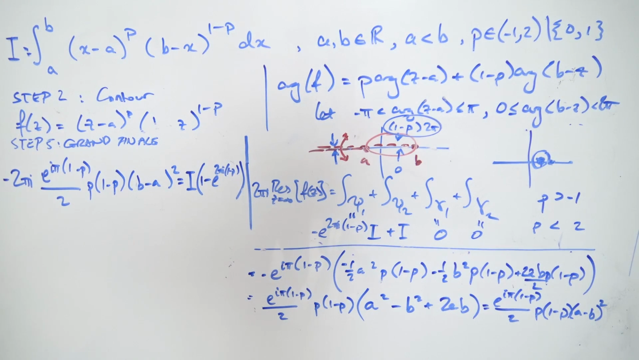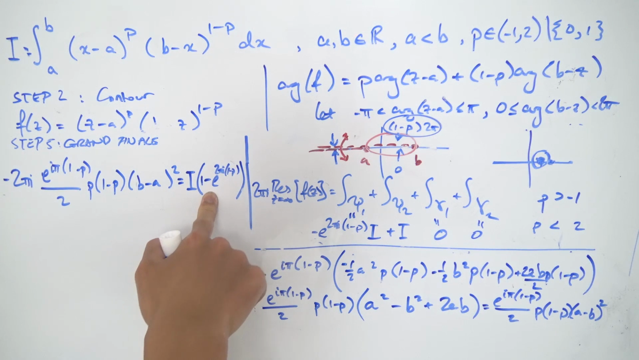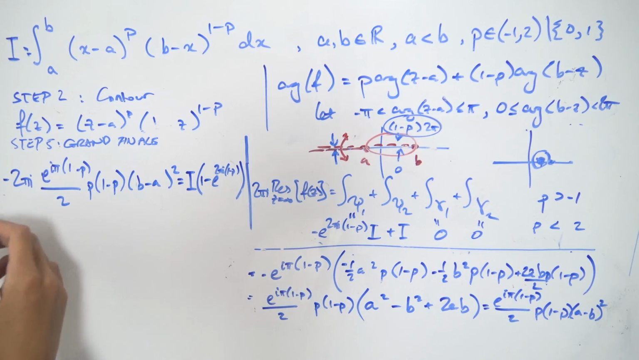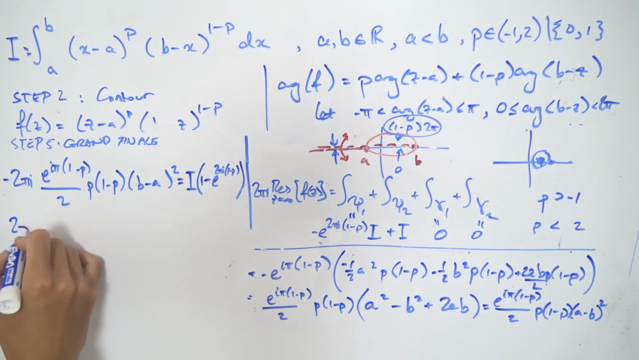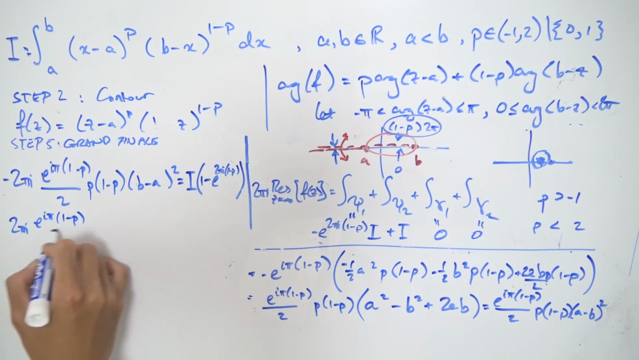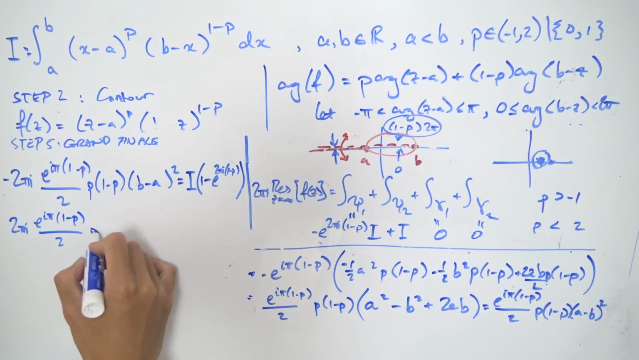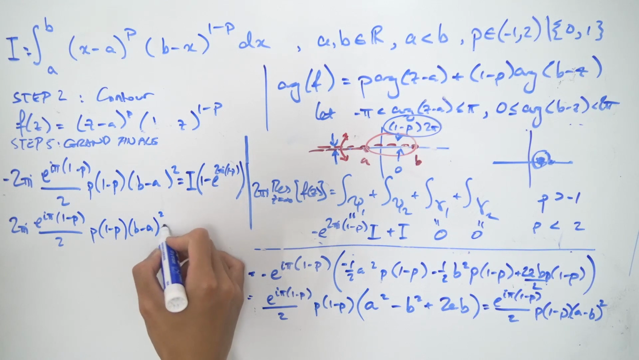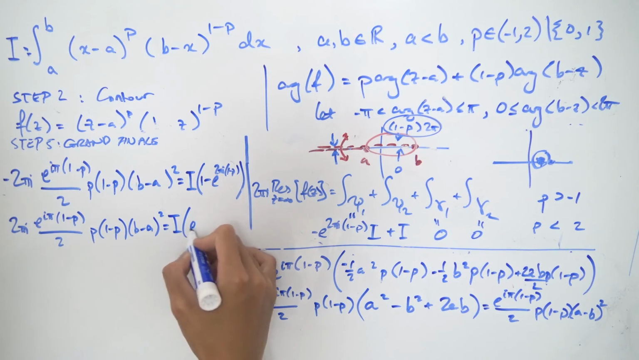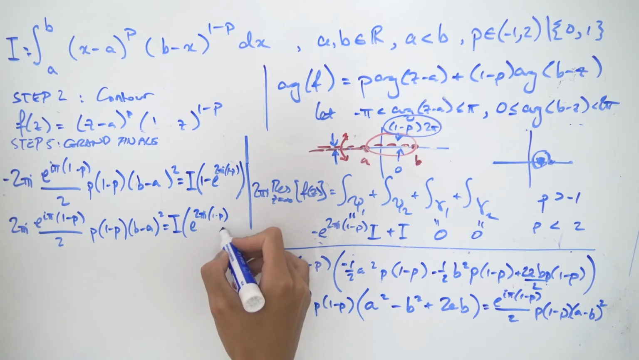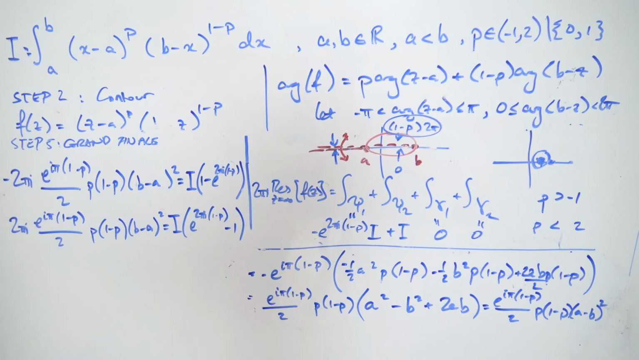Alright, this is quite nice, and what I want to do now is bring this negative over to the other side and switch the order of the terms inside of this bracket. So now we have 2πi times e^(iπ(1−p)/2) times p times (1−p) times (b−a), but the whole thing squared, is equal to i times (e^(2πi(1−p)) − 1).